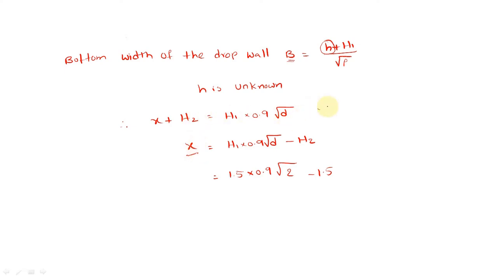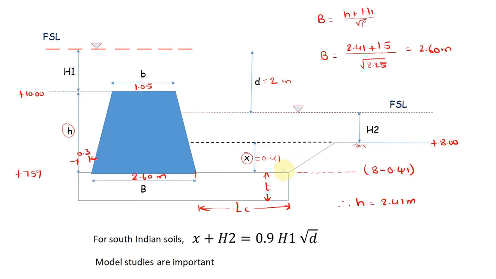By using this equation, x plus h2 is equal to h1 into 0.9 under root d. So x is equal to h1 into 0.9 under root d, where d is the total drop, minus h2. h2 is the depth of water on the downstream side. Here the depth of water on the downstream side is 1.5 meter and the drop is 2 meter. So this is the x value. The x value I got here is 0.41. From here you can see the bed level on the downstream side is plus 8.